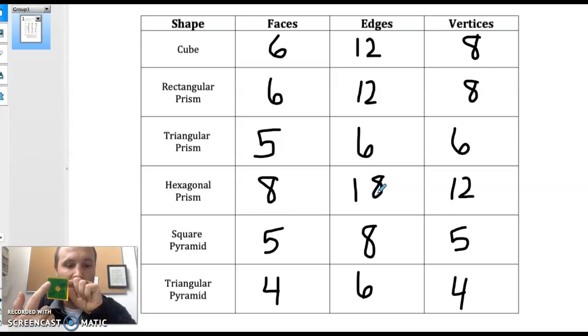And pretty soon I'm going to be asking you to find the area of that, and the area of that, and the area of that, and the area of that, and combining them together just like we've done so far. And we're going to find the entire surface area of these shapes.